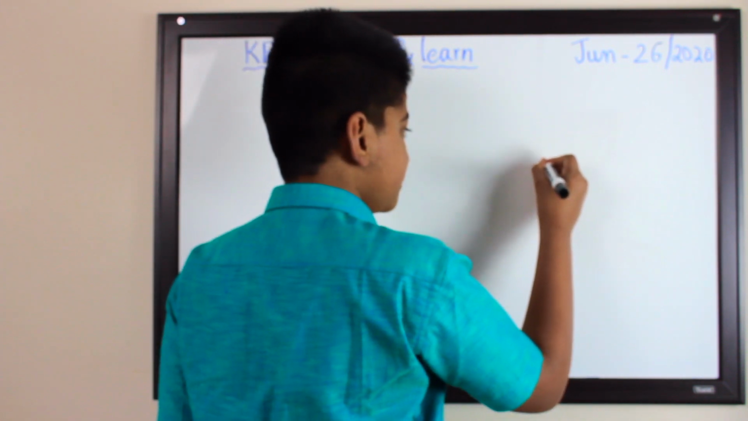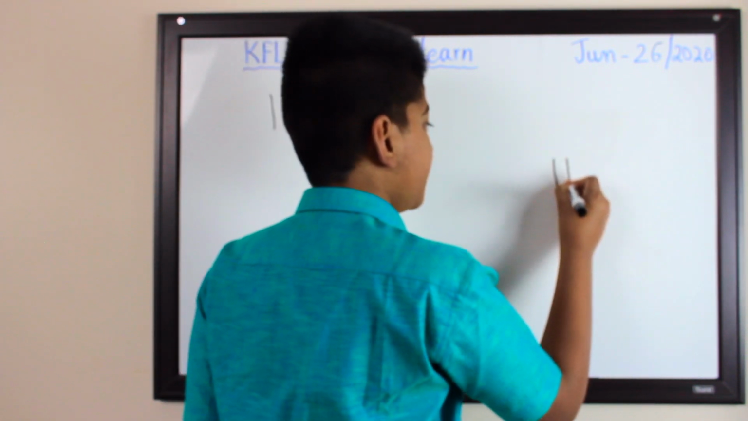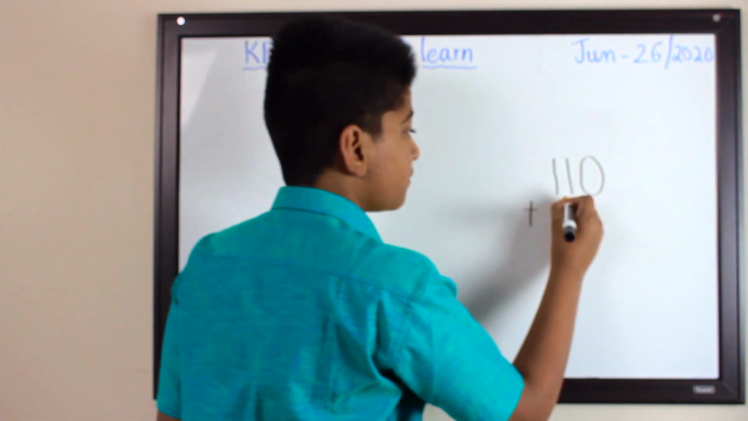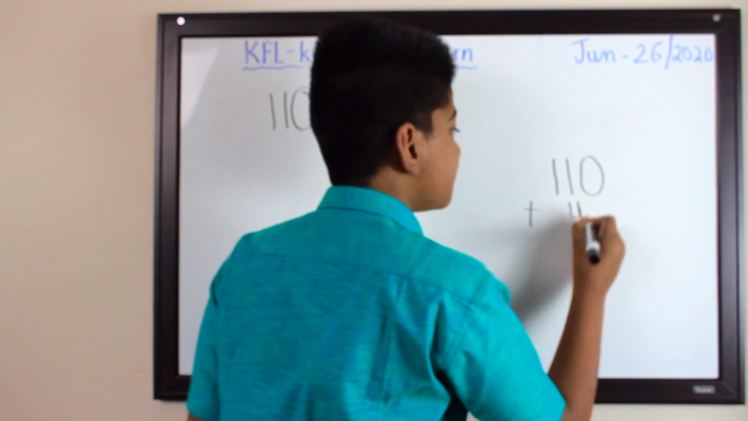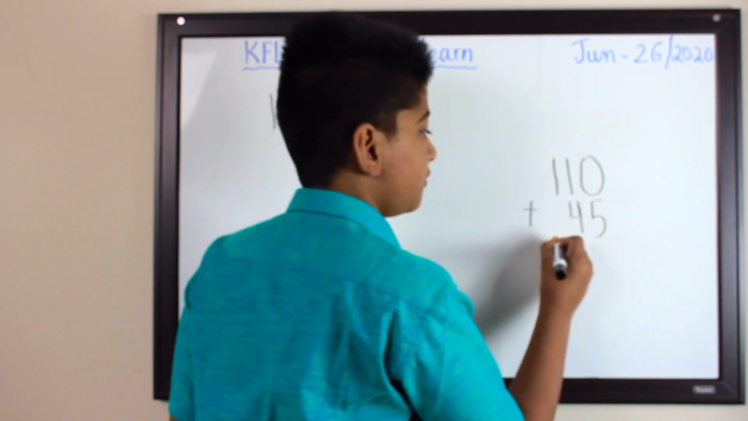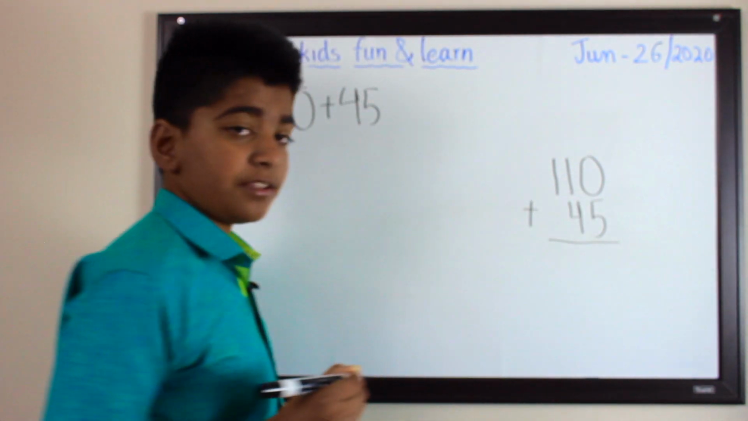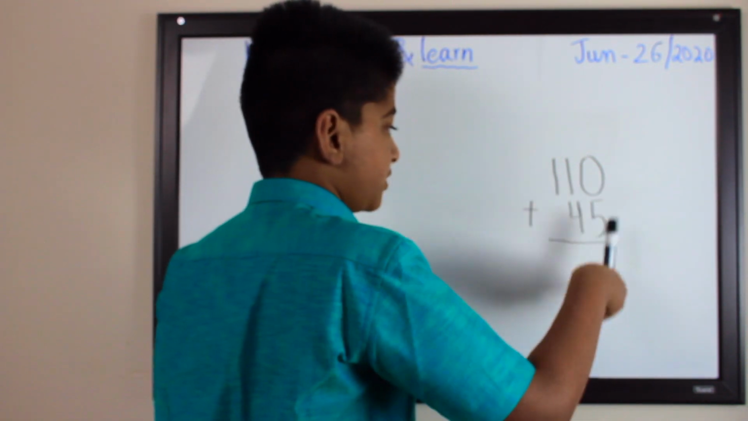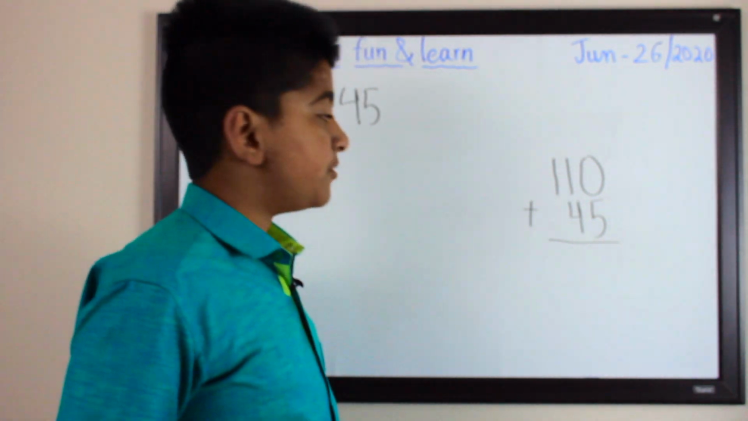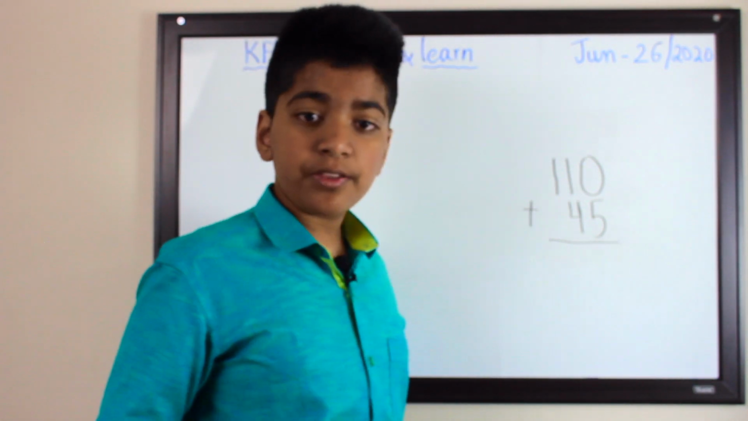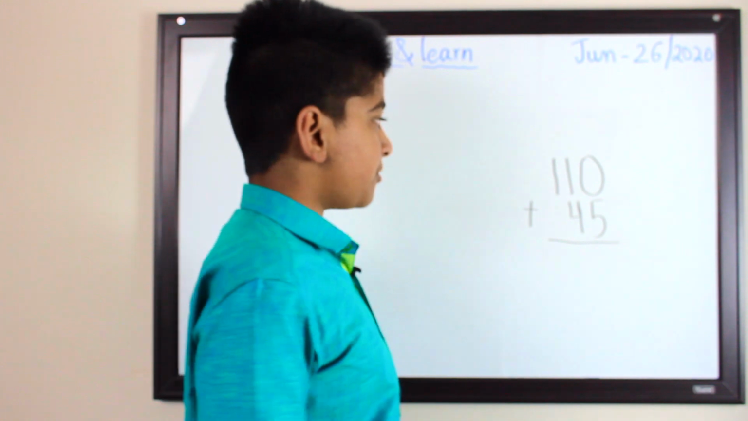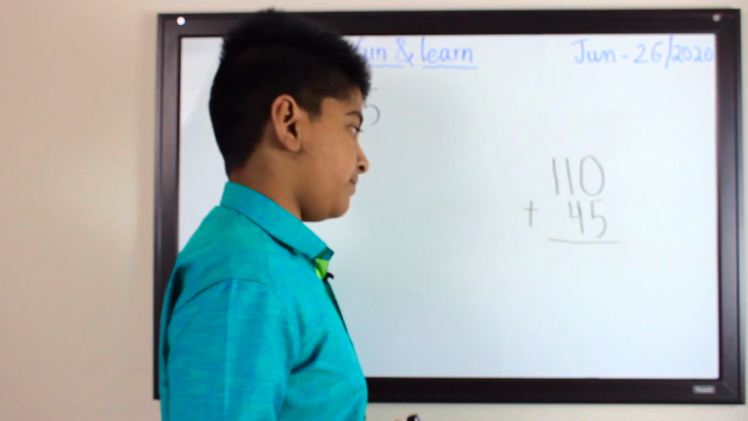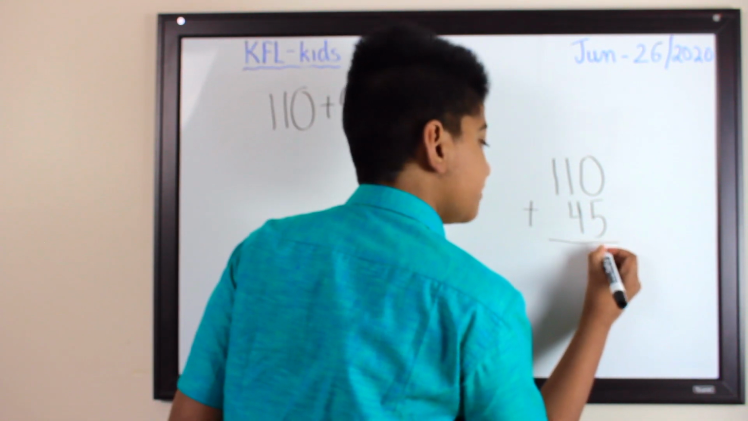Okay? So, 110 plus 45. Okay? A line underneath, and let's add. So, what is 0 plus 5? Well, we know 0 is like nothing. Okay? So what's nothing plus 5? Well, we know that's just 5. Put a 5 underneath.